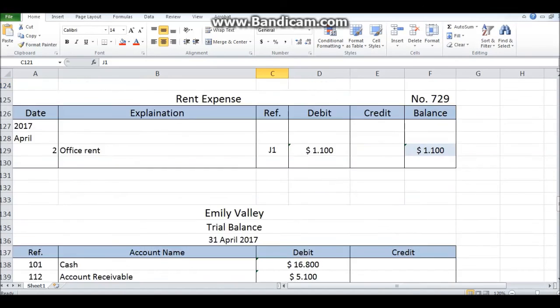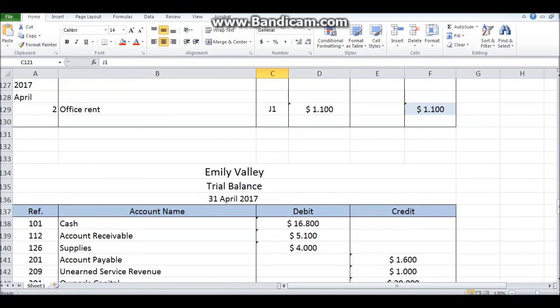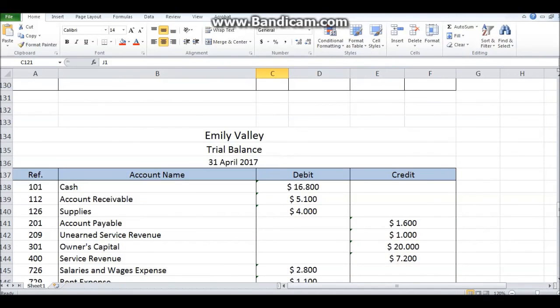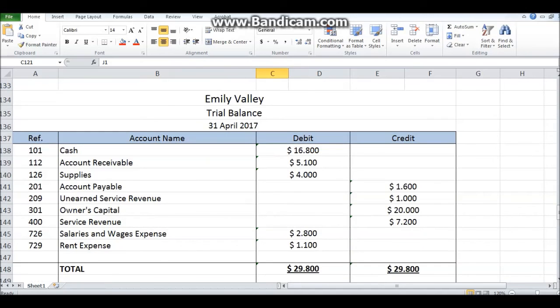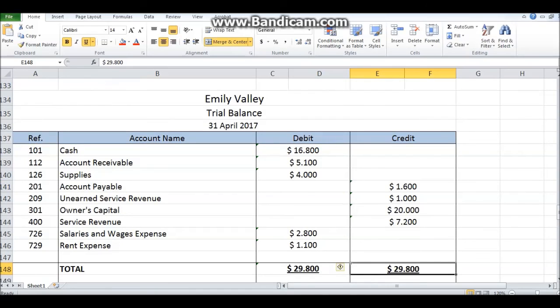Okay. Trial balance, I assume that if you have put it similarly, you will notice that the balance is correct, 29,800. Okay. Right, so that's all for question P2-2A.